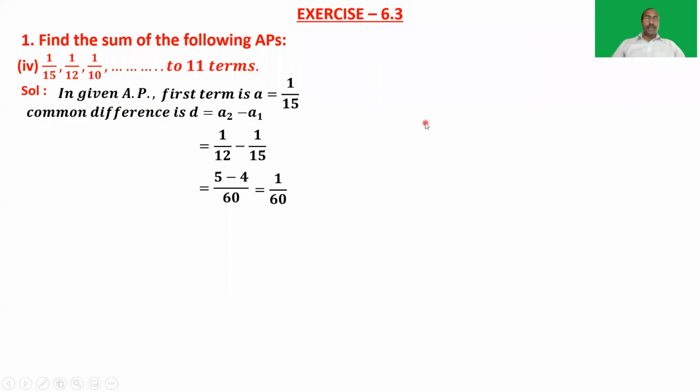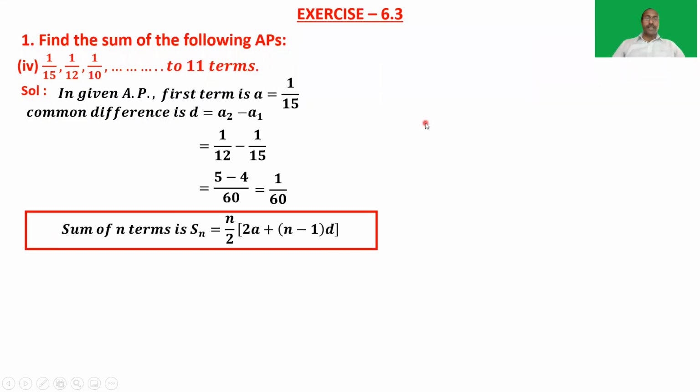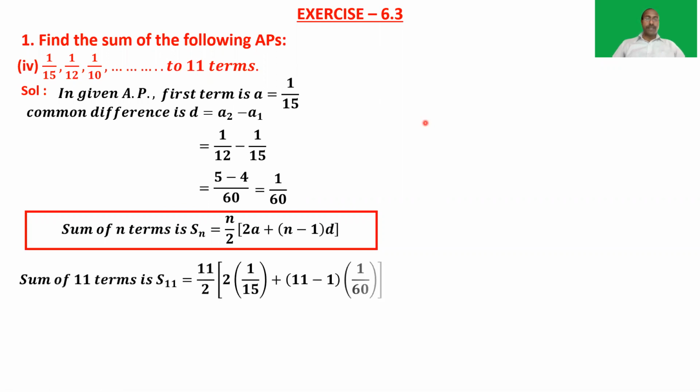Now the sum of n terms, Sn, is equal to n by 2 into 2a plus n minus 1 into d. So the sum of 11 terms is 11 by 2 into 2 into a, that is 1 by 15, plus n is 11, 11 minus 1, d is equal to 1 by 60. So 2 into 1 by 15 is 2 by 15, and 11 minus 1 is 10, and we can divide 60 by 10, 10 6s are 60. So we remain with 1 by 6.